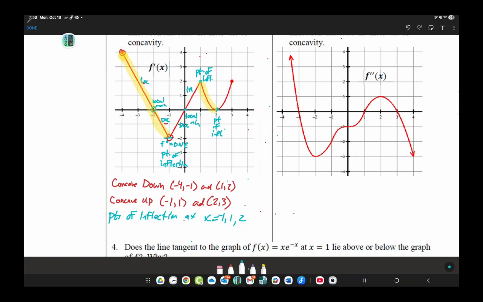Now, if they give you the second group, everywhere it crosses the x-axis, all these right here are points of inflection. So we can go ahead and say points of inflection at x equals -3, 1, and 3. Easy enough.